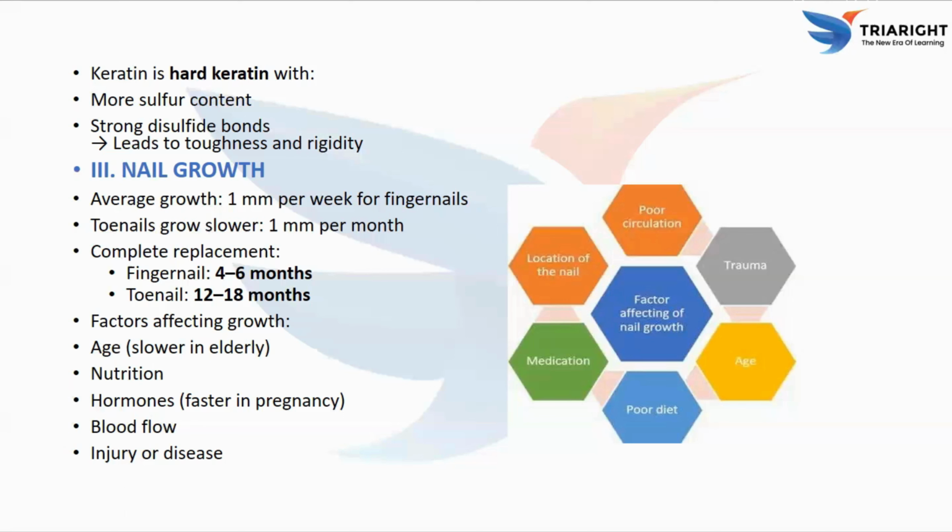So nails can indicate overall health status. Maybe pale or slow-growing nails indicate anemia or malnutrition, ridges or splitting are due to vitamin and mineral deficiency, and dark discoloration under the nail is due to trauma.